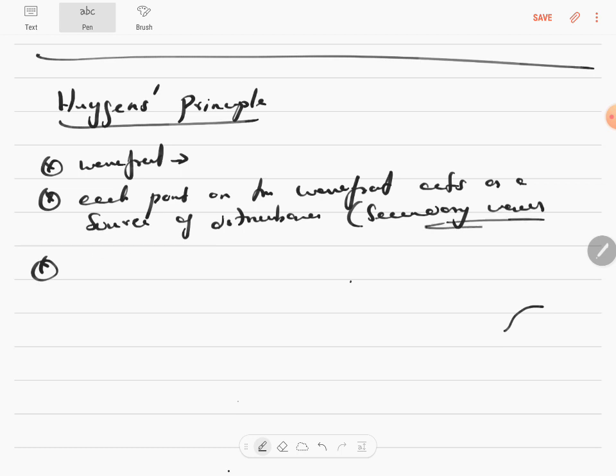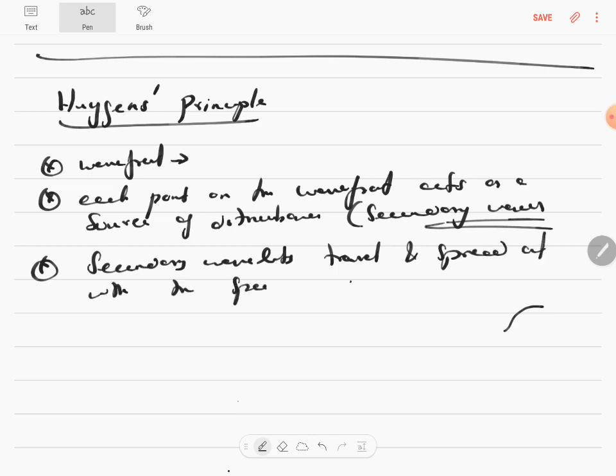These secondary wavelets travel and spread out with the speed of light. Sorry about my bad handling, just bear with me.